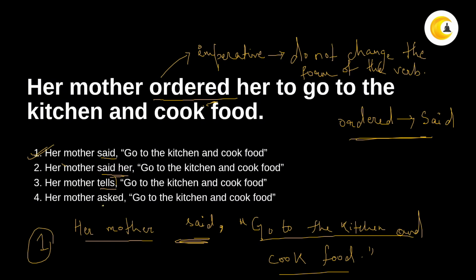It won't be tells, it won't be asked. Her mother didn't ask, her mother ordered. So it's imperative form. If it's ordered, that means her mother is just giving it out that she has to do it. So it's more like said than telling her.